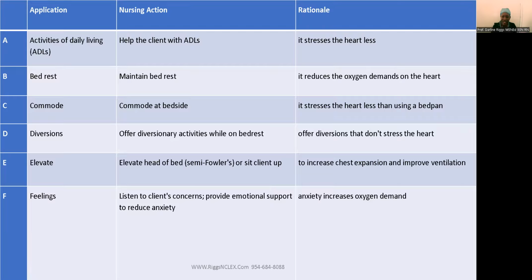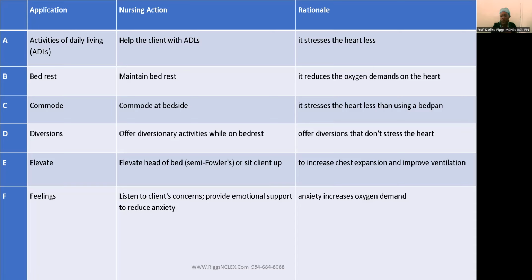Diversion, don't stress this client. Even I've had clients, even if family members are aggravating them, I ask people to leave. I'm so sorry, you're stressing my client. Get out. Okay. Elevate the head of the bed. Semi-Fowler's is great. Sitting up is a great way to breathe too. Expand the chest, improve oxygen going in.